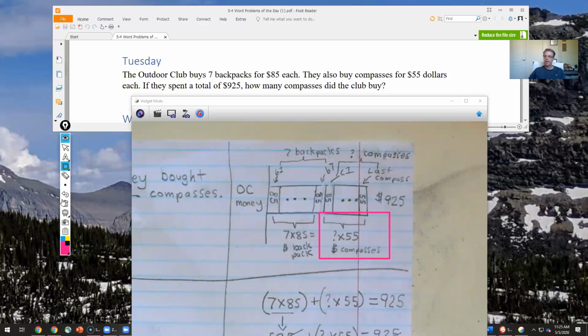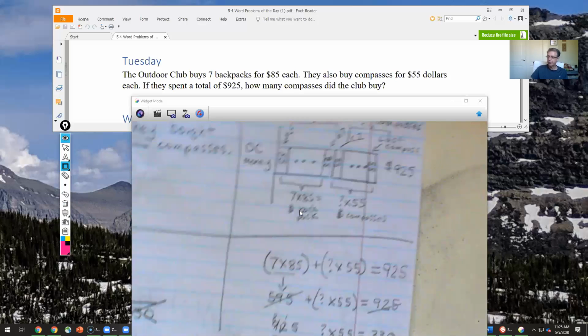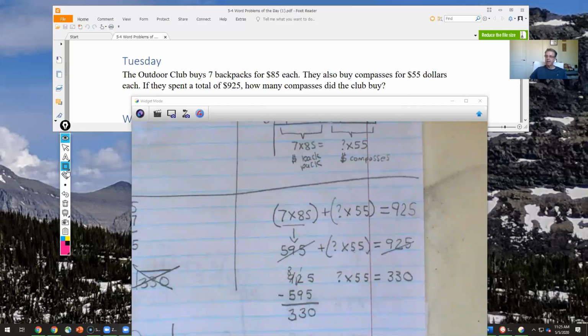So let me go ahead and take a look at my full expression. The full expression that I would have said here was 7 times 85, which is the total number of backpack money, or total amount of backpack money they spent. And I'm going to add it together with the total amount of money spent for compasses, which is question mark times 55, and that's going to be equal to $925 total.